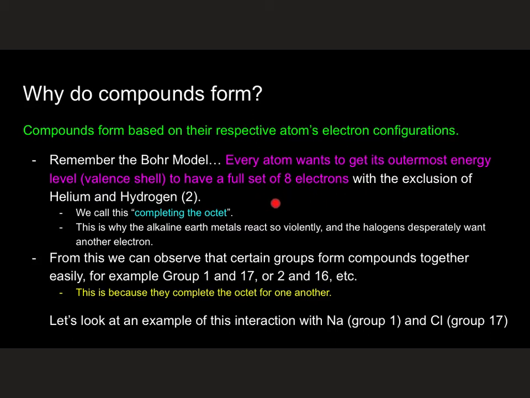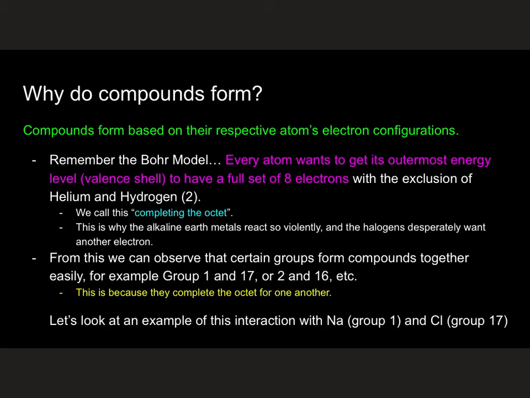it wants to have 8 electrons. Well, everything except for helium and hydrogen, when they do want to have 2 because their outermost energy shell only holds 2. But almost all atoms, all elements want to have 8 electrons, and they call this the octet rule. Because if you remember those noble gases, they were very stable. And they were very stable because they had a full valence shell.